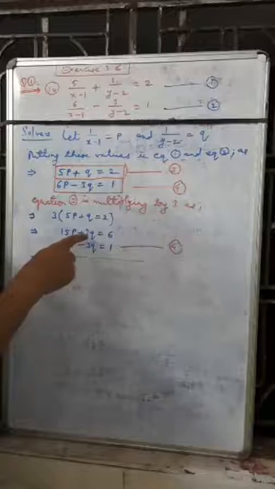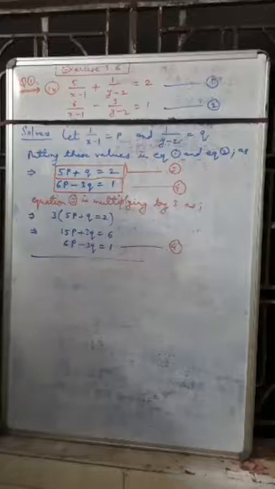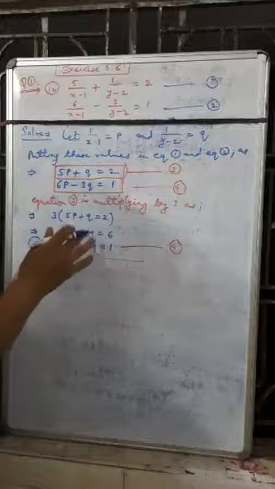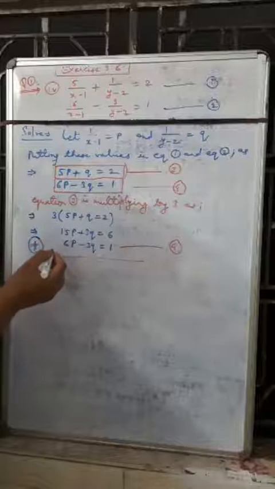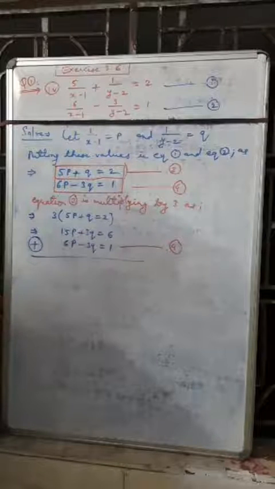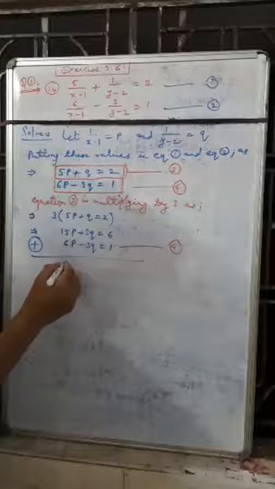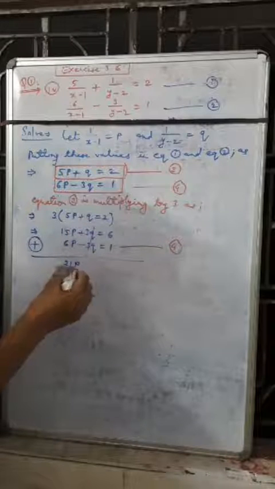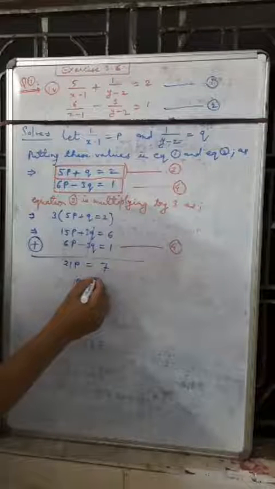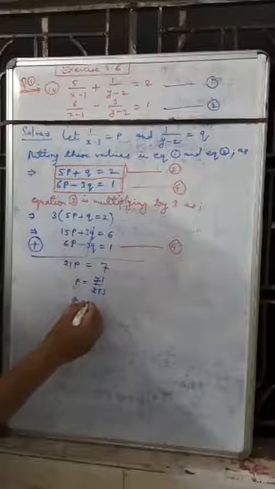Now the coefficient of q is plus 3 in one equation and minus 3 in the other. So we can do addition to eliminate q. There is no need to do subtraction, because the coefficients of q are the same and the signs are opposite. So 15 plus 6 is 21p, the 3q cancels, and 6 plus 1 is 7. So p is equal to 7 by 21. Seven ones are 7, seven threes are 21, so p is equal to 1 by 3.